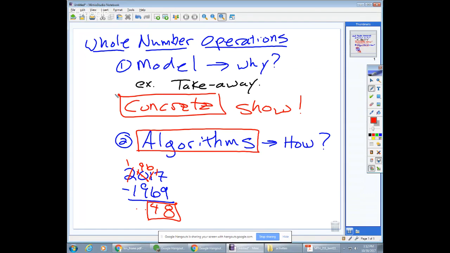I demonstrated an algorithm in class the other day called the equal additions algorithm, so I'm going to demo that one again today. It is my favorite, I think. 2017 minus 1969. Oh, I got it right that time. The way the equal additions algorithm works, switching to blue, is you try to take 7 minus 9, and you realize you can't, and you say, well, wouldn't it be nice if that were a 17?